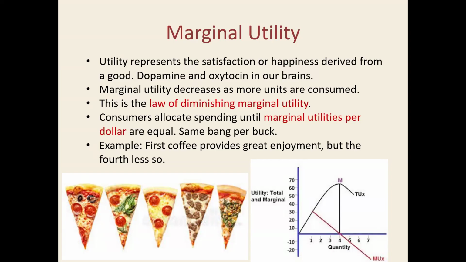We can also show this using the red line, or the marginal utility line. So for the first slice, our marginal utility is quite high, 30. For the second, it's 20. For the third, it's 10. But when we get to the fourth slice, we're not really adding any more to utility because we're already full. And if we consume the fifth and sixth slice, our marginal utility would actually be negative. And that's true for almost any product.